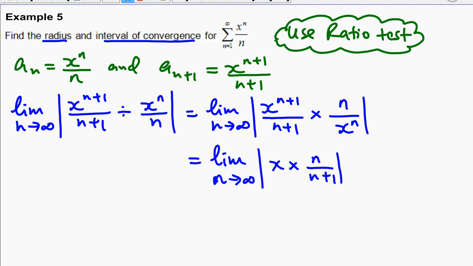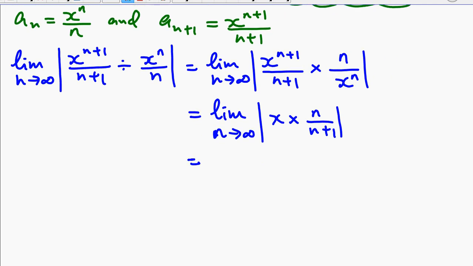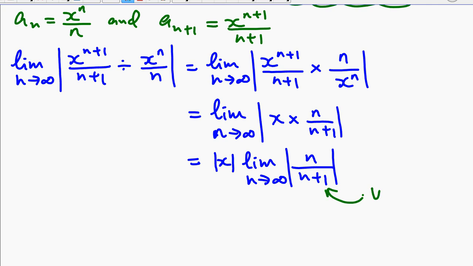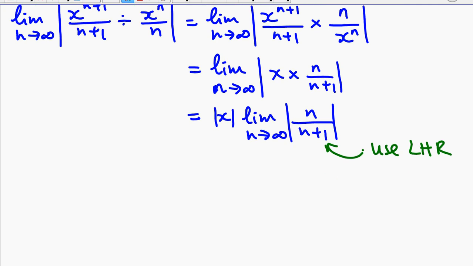And at this stage, what we can do is factorize out the absolute value of x. At this stage, use L'Hopital's rule, which means that the limit will be equal to 1. So we'll end up with this being equal to the absolute value of x. All right. So what next?